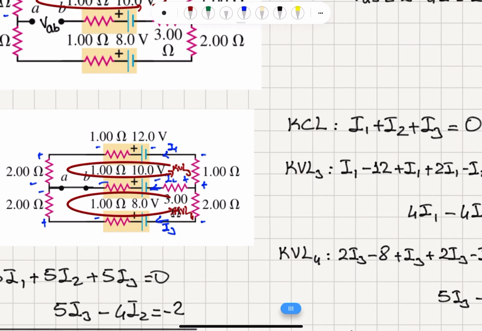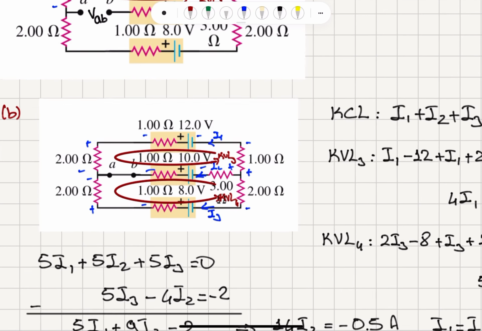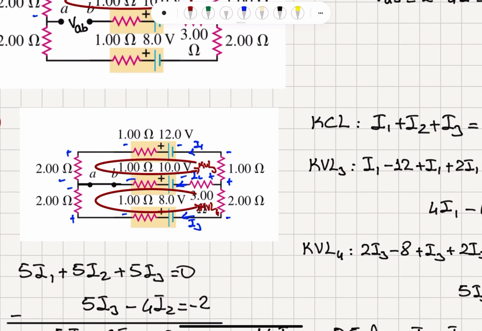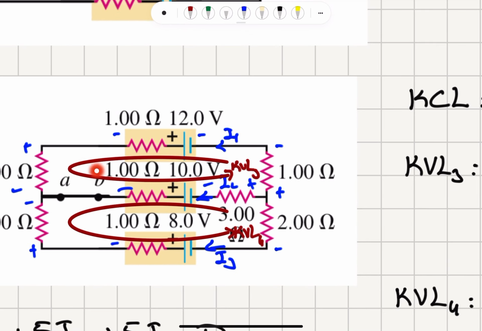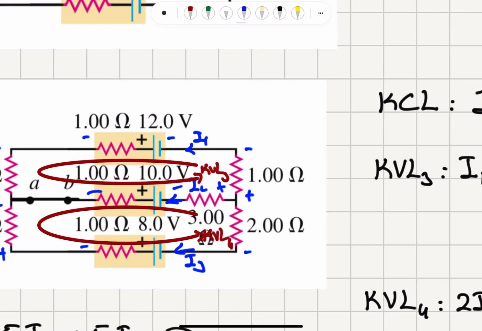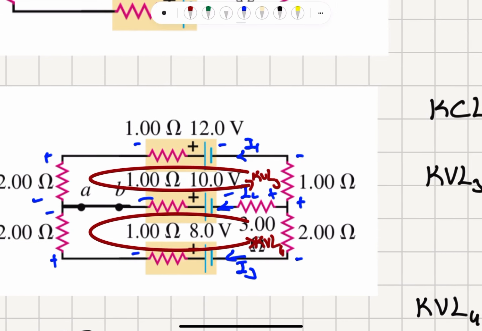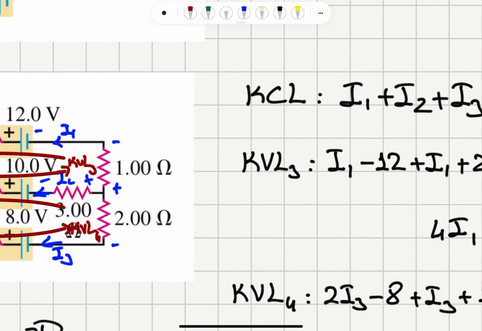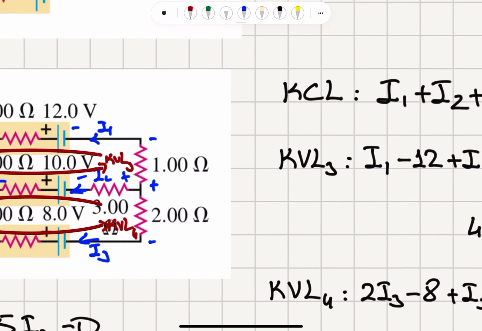Now for the scenario where I have a connection between A and B, Kirchoff current law tells me that if I assume this direction for these currents, I1 plus I2 plus I3 is equal to 0. Writing Kirchoff voltage law for this loop, now I1 is the current that flows through this branch, so I will start with I1 minus 12 plus I1 plus 2I1.